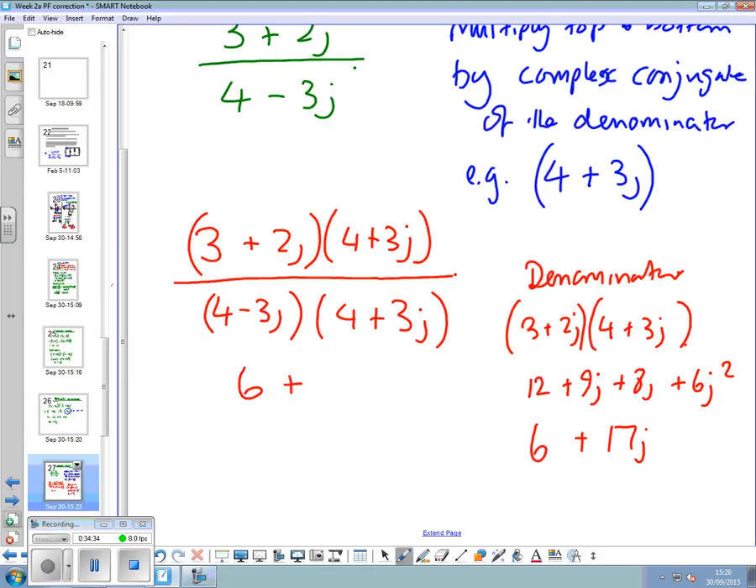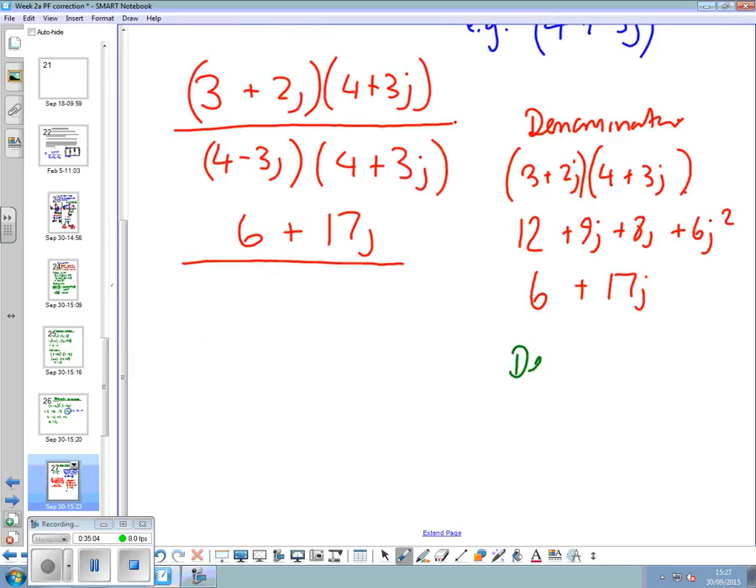6 plus, hang on, 3 times 4 isn't 16, it's 12. It's late in the day. 3 4s are 12, yeah. And 2, yeah, that's right, isn't it? 6 plus 17j will be our new multiplied out numerator.